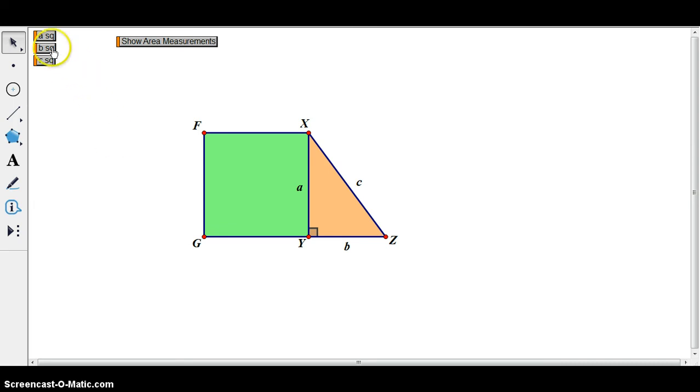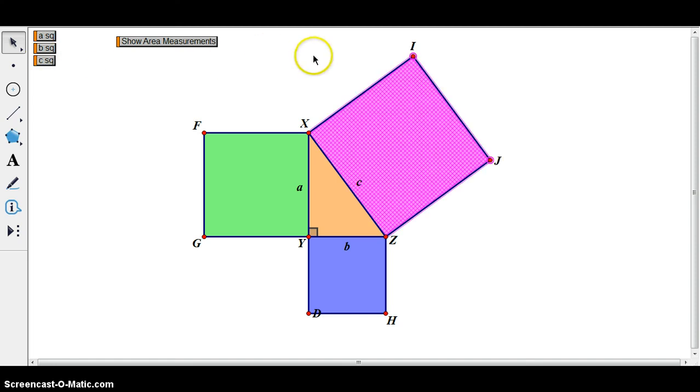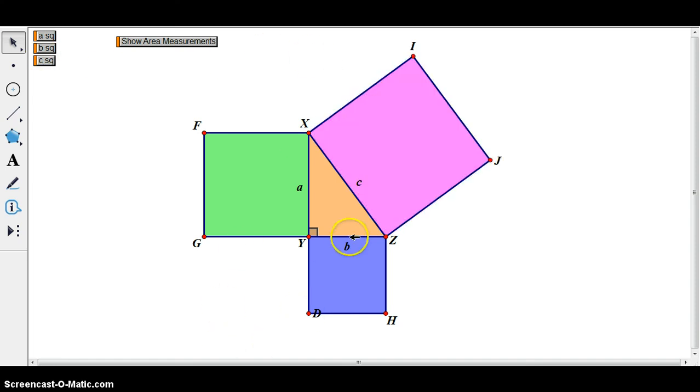Let's go ahead and do the same thing to B. Again, we're squaring side B, and we have a figure that has four sides, each one with length B. And similarly, let's square side C. So now we have three squares: square A, square B, and square C.